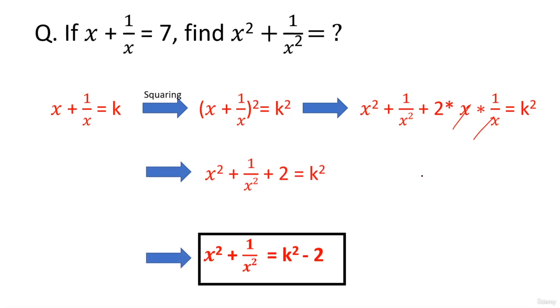Okay, so for any general value of x plus 1 upon x equal to k, from now on you can directly find x square plus 1 upon x square as what? k square minus 2. अब इस क्वेश्चन में x plus 1 upon x यानी k कितना दिया है? 7 दिया है. तो x square plus 1 upon x square क्या हो जाएगा? k की जगह पे हम put करेंगे 7. It will be equal to 7 square minus 2, 49 minus 2. Your required answer in this question will be 47. As simple as that, right? Let's go on to the next question, guys.